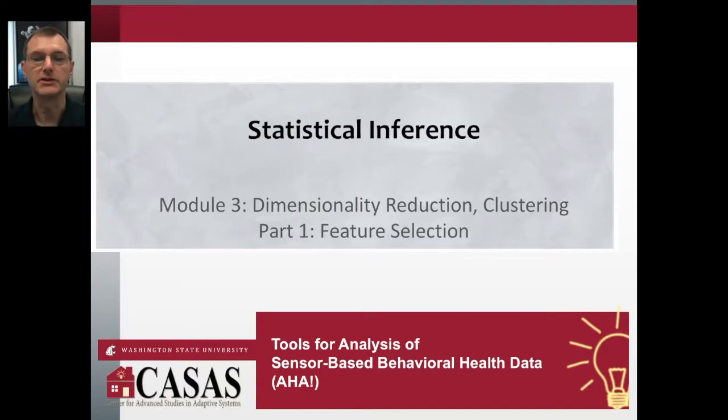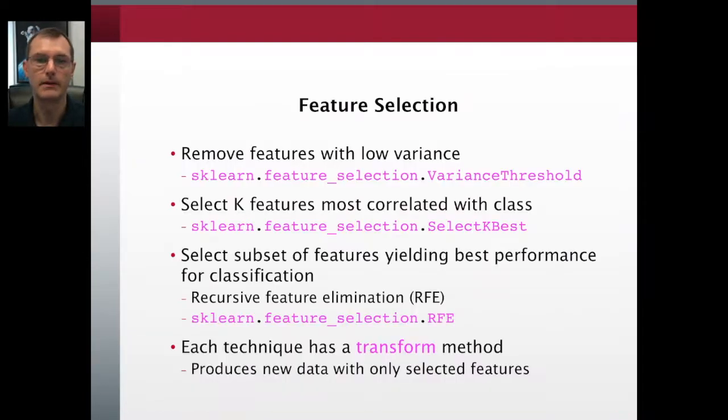For dimensionality reduction, we'll look at two techniques. One is feature selection, and the other is principal components analysis. So in part 1, we'll focus on feature selection. There are several different ways of doing feature selection, and as you can see, they are implemented in the scikit-learn feature selection module, and these are the various methods for doing that.